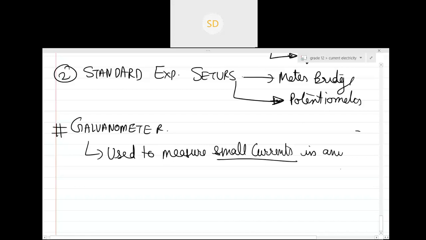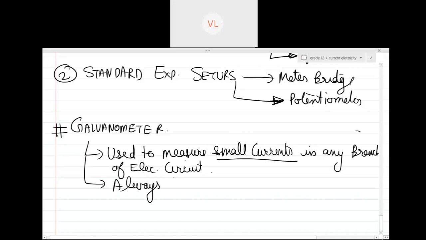in any branch. How is it connected? Guys, how is it connected, in series or parallel? How do we connect the galvanometer? Always connected in series. Yes, series. In the branch where we want to measure it, just like an ammeter. Okay.